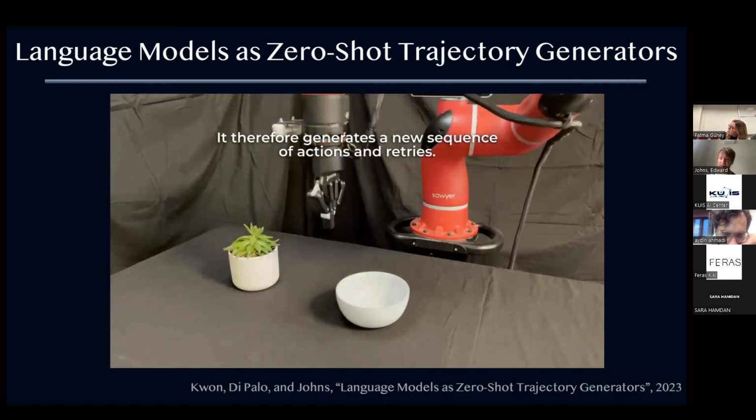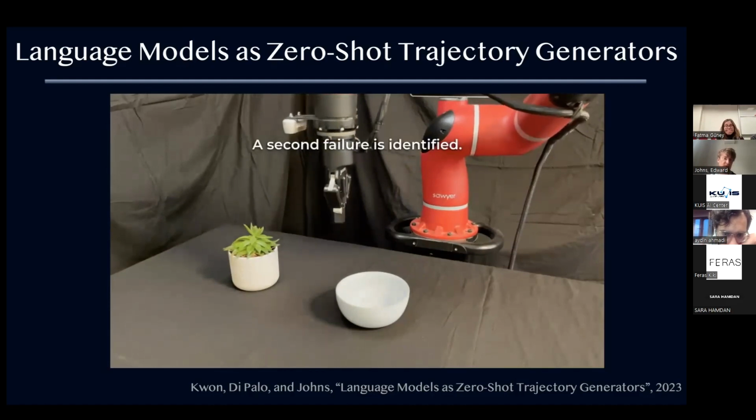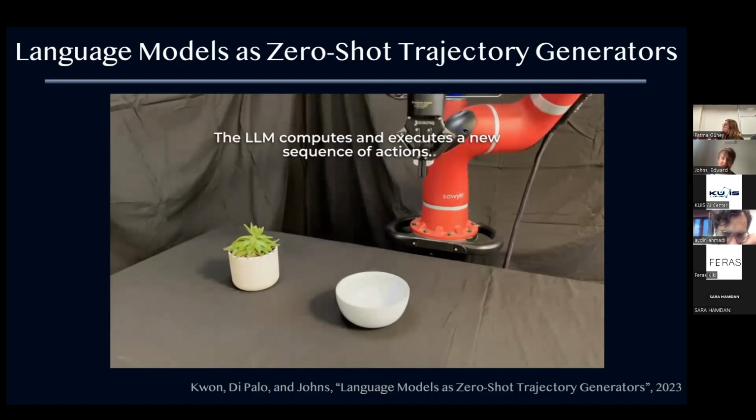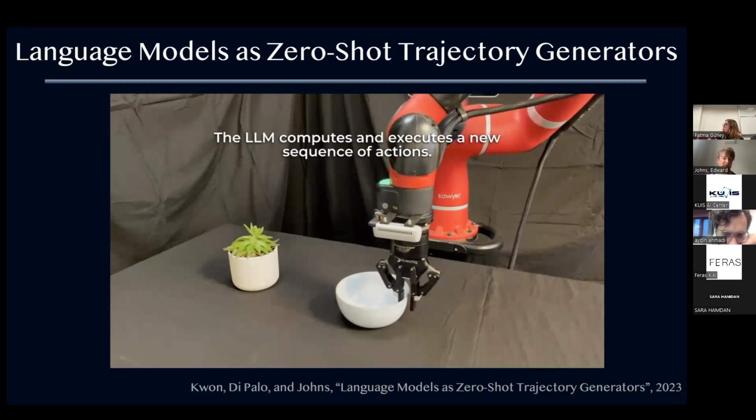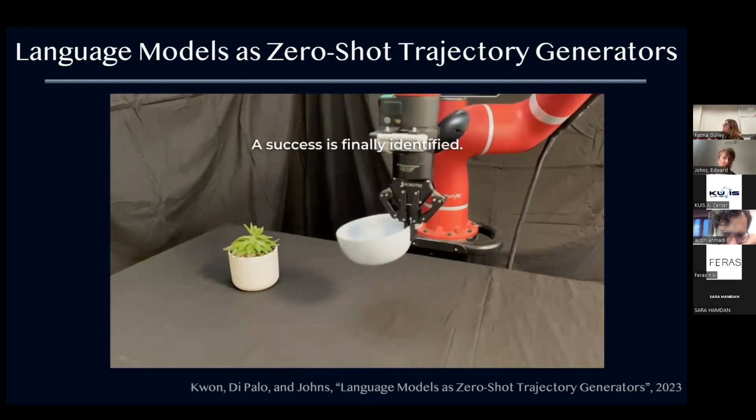And then it realizes that it's failed that again. So then it tries to pick up the bowl along a different side with the gripper orientated at a different angle. So it clearly has this understanding that in order to solve the task when it's failed a couple of times, it needs to diversify its possible solutions and try out a few different options.